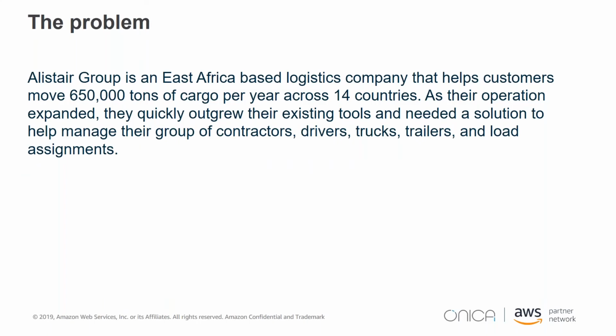So Alistair Group is based in East Africa, and they are solving logistics problems in parts of the world where logistics is less mature. As they built up their operation, they had to build tools and systems to track where trucks and drivers and trailers and other equipment were, or to help figure out the cost of a route, to figure out different laws and regulations that would apply as they transited multiple countries. All of this required building some custom logistics software.